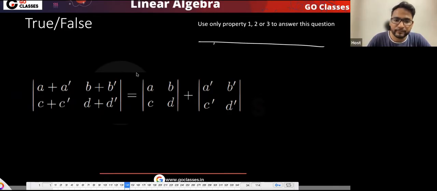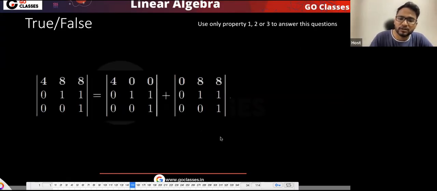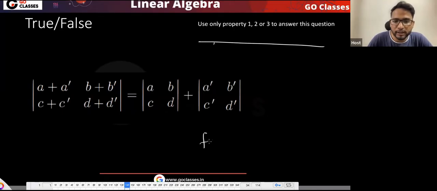Karthik is saying we have used determinant in solving Ax equal to B. Where have we used it, Karthik? I think we have not used determinant yet, right? Okay. So this is false. Everyone got it?